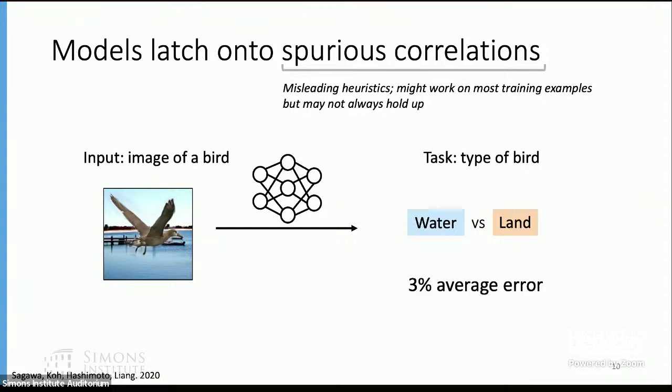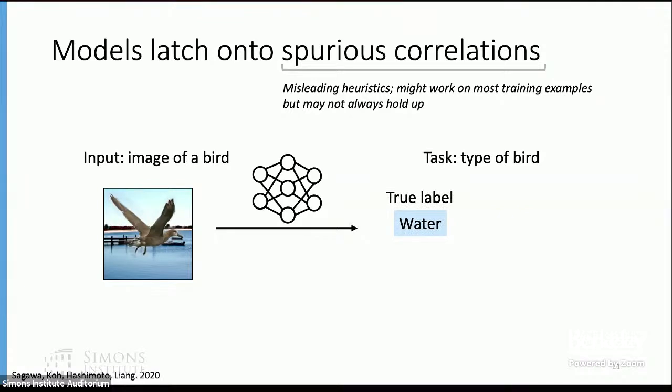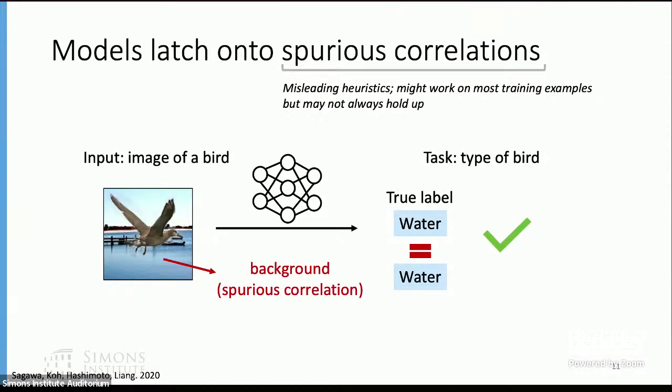If you look at the average error, it looks pretty good, like 3% if you use a good neural network. But the model is actually using the background to make its predictions. If you have an image like this, where the bird is a water bird and the true label is water, things are fine. Things are right in this situation where the background matches the label. So even if the model used the background to make its predictions, things are fine.